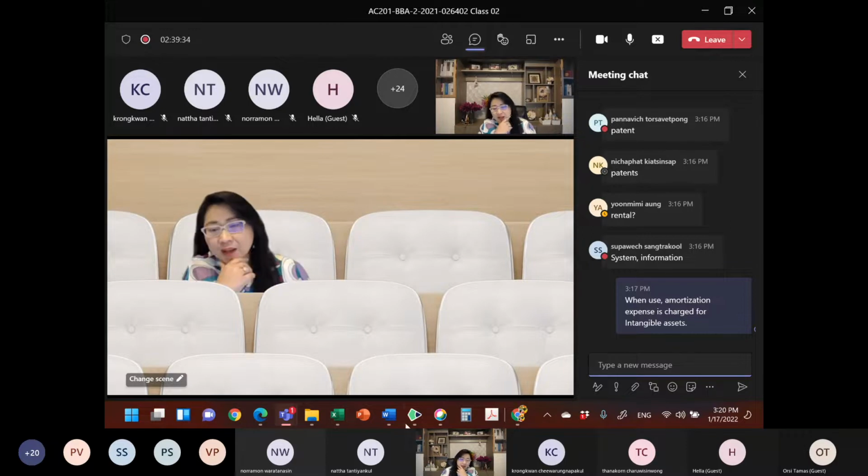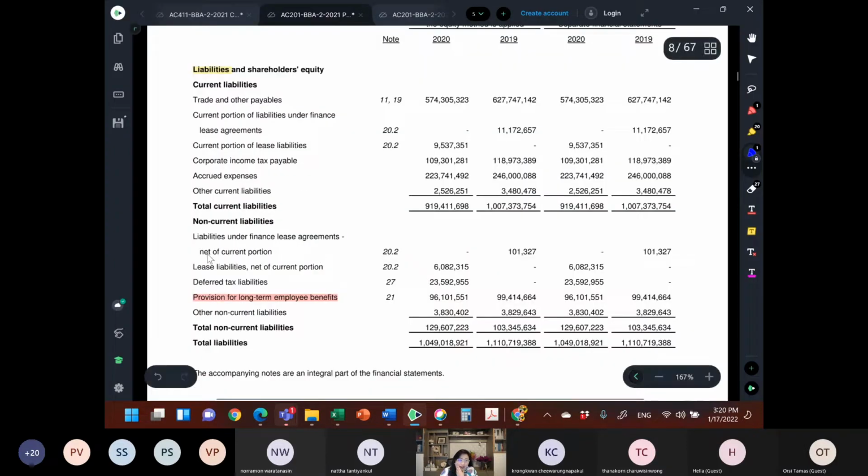Now let's take a look at the liabilities of President Bakery. If you look at President Bakery, the company has 1 billion in liabilities, 1 billion. Now, as you can see, there's current liability and non-current liability as well. So you have to split them into two parts: the current liability and the non-current liability.